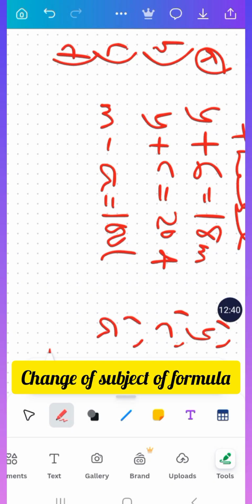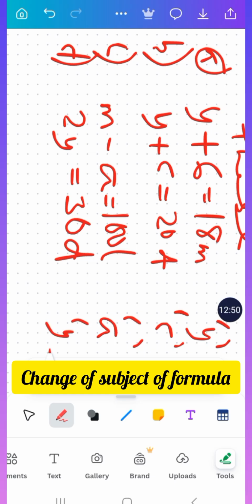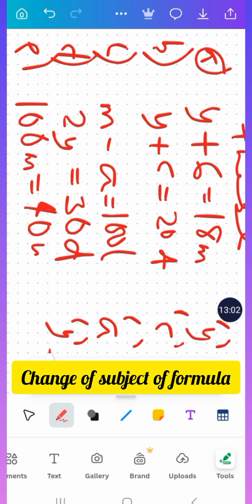And my D, I have 2y equals 30D. Make y subject of the formula. And our E, 100m equals 40y. Make m subject of the formula.